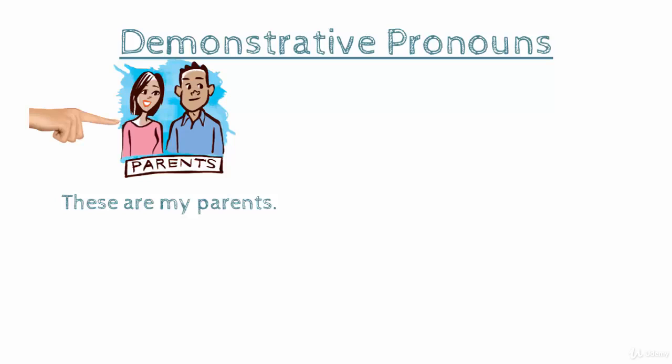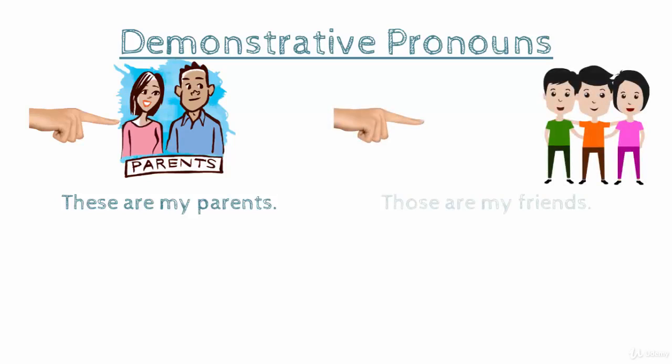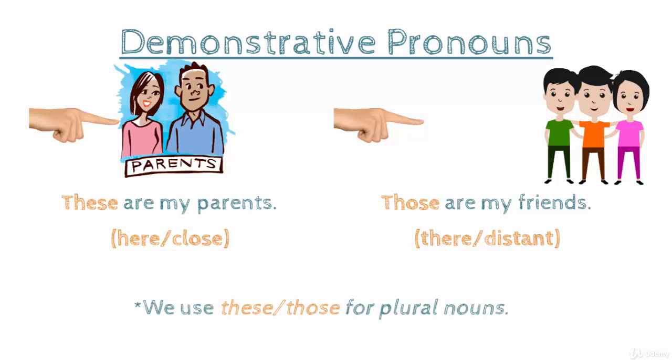Now let's look at another example. These are my parents. Those are my friends. Now, pay attention to the difference here. These I use for things that are here, that are close to me. And those I use for things that are distant, that are there. Okay? And of course, we use these and those for plural nouns.